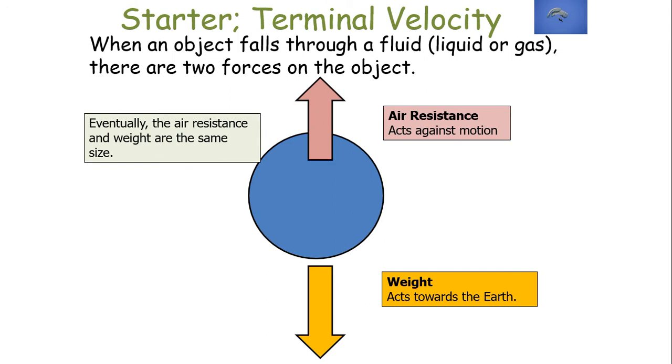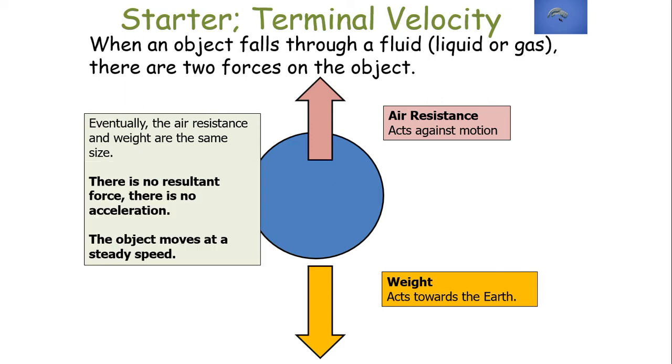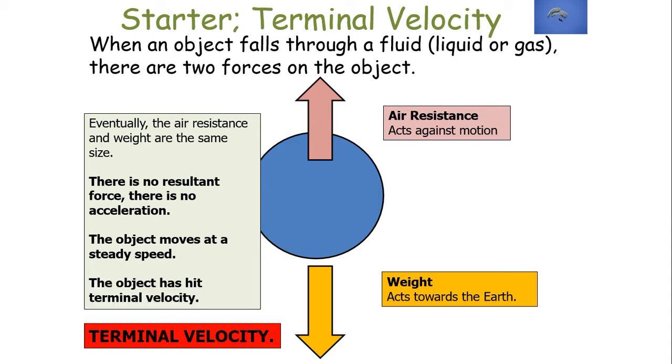Eventually, after the object has fallen for a prolonged period of time, the air resistance and weight are the same size, so there's no resultant force, so there's no acceleration, so the object moves at a steady speed. Now the object has hit terminal velocity. It is the speed it can go when it is falling, its maximum speed.